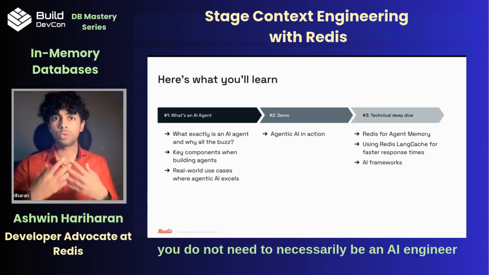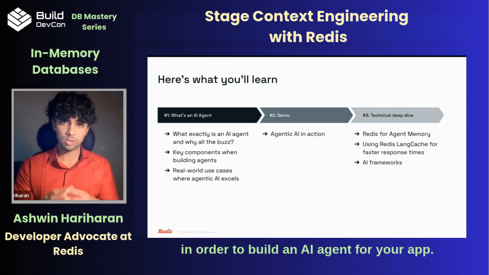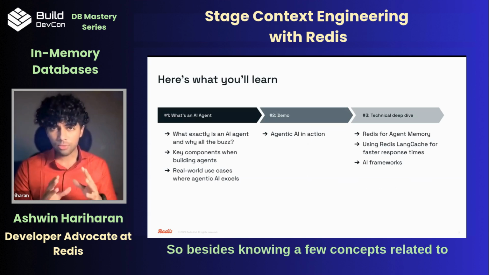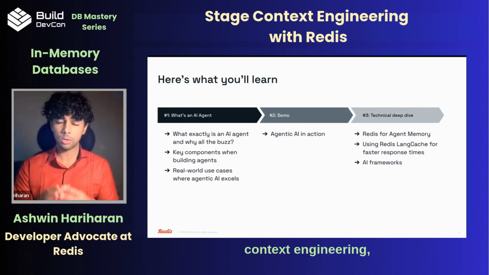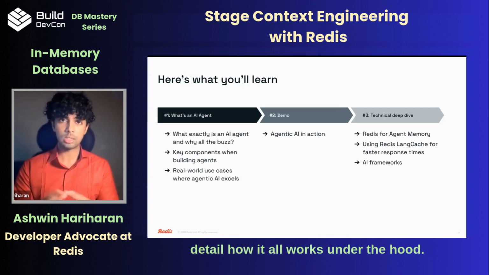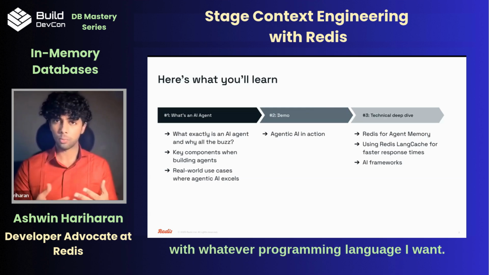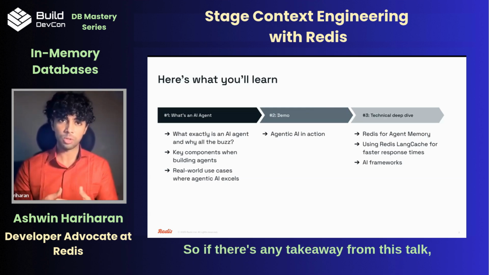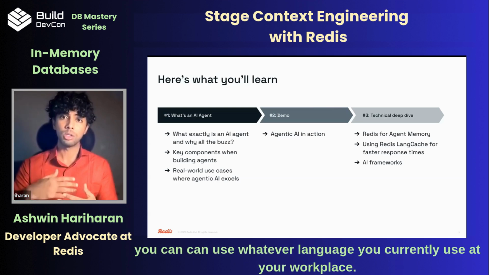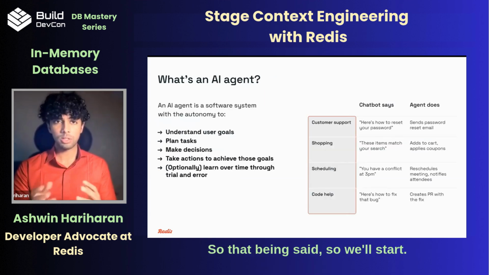So just like me, you do not need to necessarily be an AI engineer in order to build an AI agent for your app. Besides knowing a few concepts related to context engineering, you do not need to know in excruciating detail how it all works under the hood. And so I can build with whatever programming language I want. If there's any takeaway from this talk, you can use whatever language you currently use at your workplace. Okay. So that being said, we'll start.